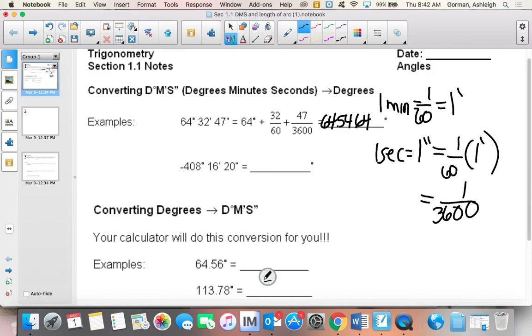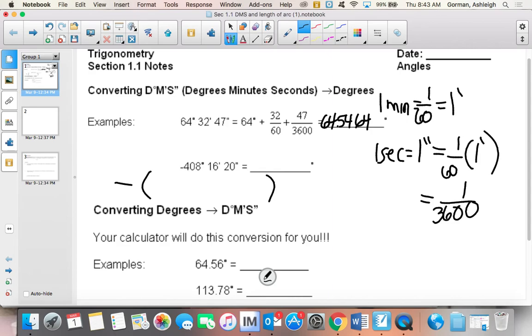If you were to take a protractor and measure that, that's the same thing as saying the 64th day of that year would be the 32nd minute, 47th second of that day. Okay. The only difference here with the negative sign, we're going to have to keep that out front so we can negate the whole entire quantity.